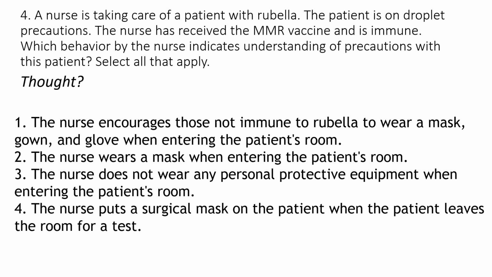Is it number 1? The nurse encourages those not immune to rubella to wear a mask, gown, and glove when entering the patient's room. Number 2, the nurse wears a mask when entering the patient's room. Number 3, the nurse does not wear any protective equipment when entering the patient's room. Number 4, the nurse puts a surgical mask on the patient when the patient leaves the room for a test.